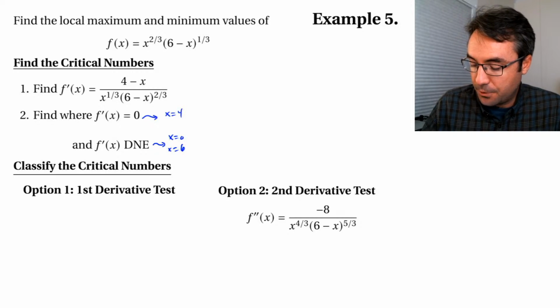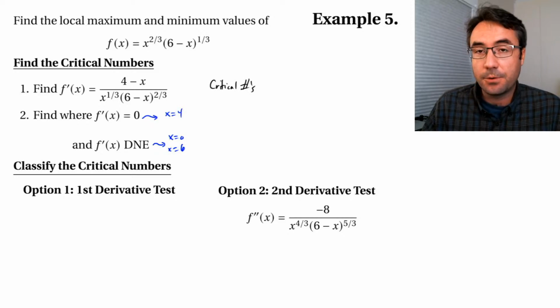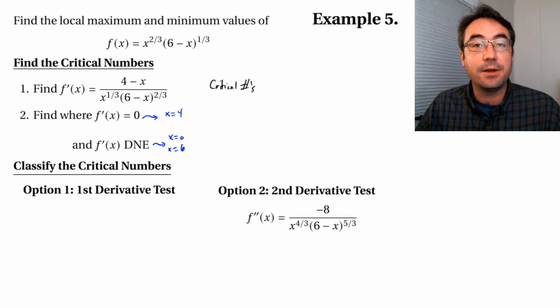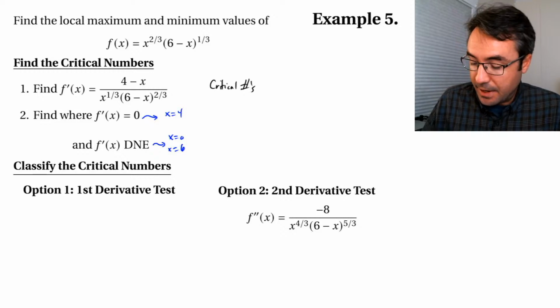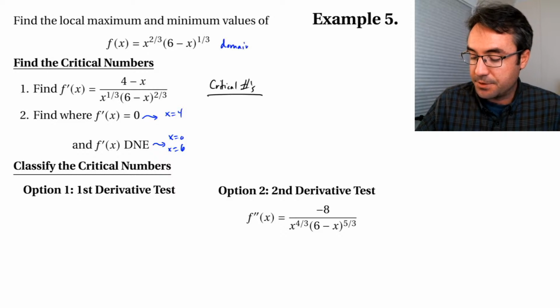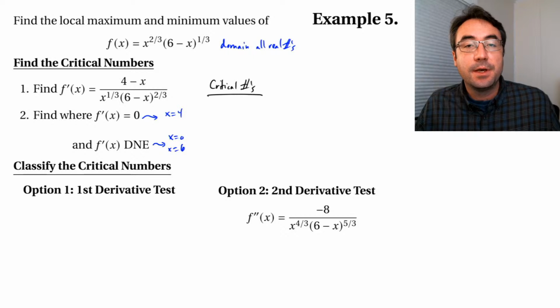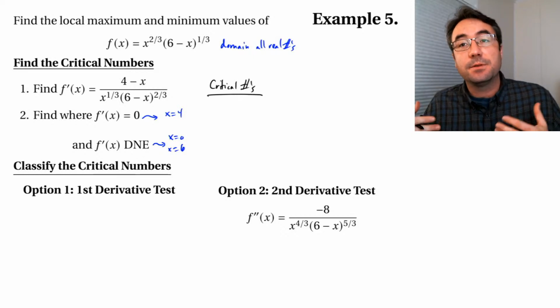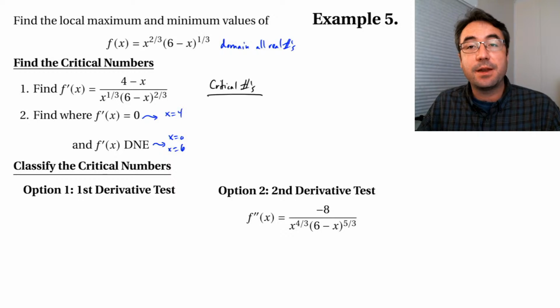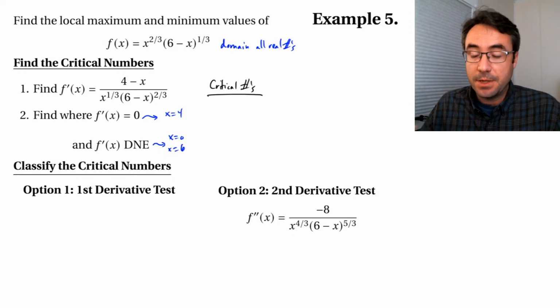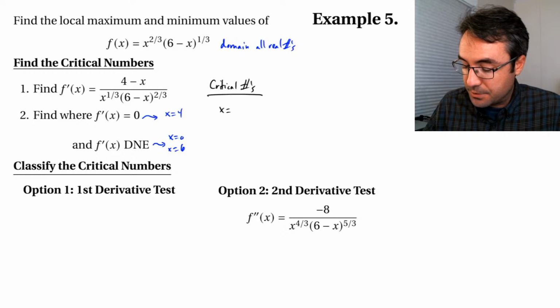Those are our potential critical numbers. We want to check, are they actually in the domain of our original function? And they are. The domain of this function is all real numbers. There's no division by zero, no even roots, and no log functions. So we have critical numbers at 0, 4, and 6.